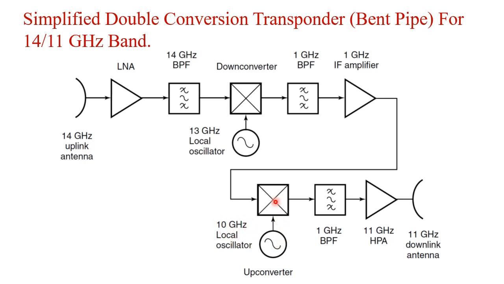So the mixer will produce a sum frequency of 1 gigahertz plus 10 gigahertz, that is 11 gigahertz. That 11 gigahertz signal will be given to the bandpass filter. That bandpass filter will eliminate other frequencies and it will allow only the 11 gigahertz. Then we have an 11 gigahertz high power amplifier. The amplified signal will be transmitted via the 11 gigahertz downlink antenna. So that is the function of a double conversion transponder. Okay.